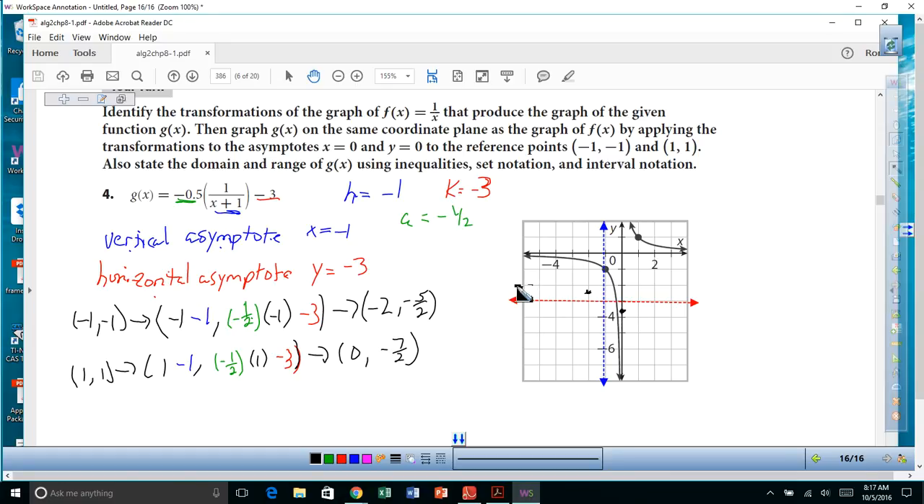Okay, so our graph is going to be like this. And then like that.